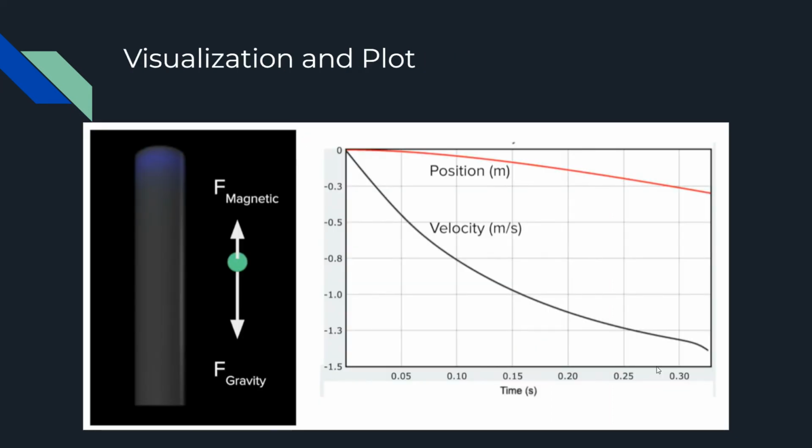So here we have a visualization produced by the computation and a plot. As you can see, the magnet falls through the tube, where the force of the magnet goes upwards, but the force of gravity is going downwards, with the force of gravity a little bit stronger. And as you can see in the plot, the velocity is always a negative value, so it's always moving downwards. And the position also is always moving downwards. As you can see at the very end, the velocity speeds up. That's because the magnet exits the tube a little bit, and the tube has less of a force upwards on it, and so it moves a little bit faster.